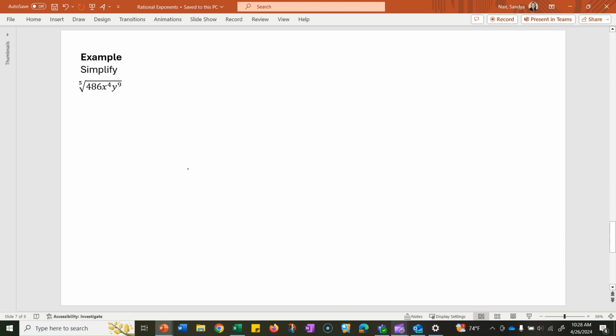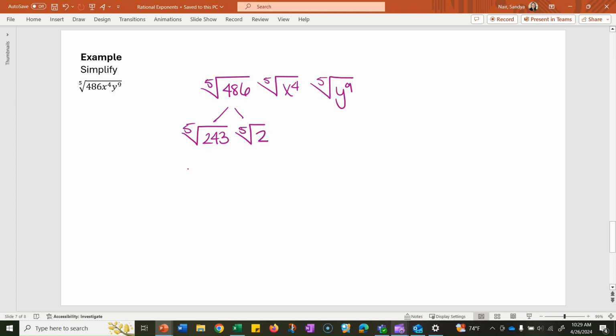Now let's simplify the fifth root of 486, x to the fourth, y to the ninth. When we separate this out, this is going to become the fifth root of 486, and then the fifth root of x to the fourth, and then the fifth root of y to the ninth. The fifth root of 486, we can separate into the fifth root of 243 times the fifth root of 2. The fifth root of 243 is going to be 3, so this is 3 times the fifth root of 2. The fifth root of x to the fourth, we can't do anything with, because that 4 is less than 5, so we're just going to leave that as the fifth root of x to the fourth.